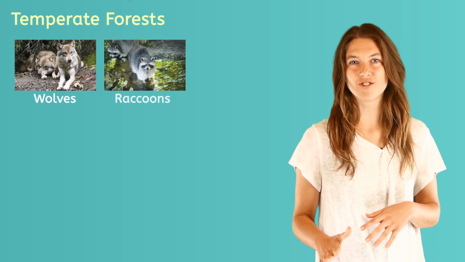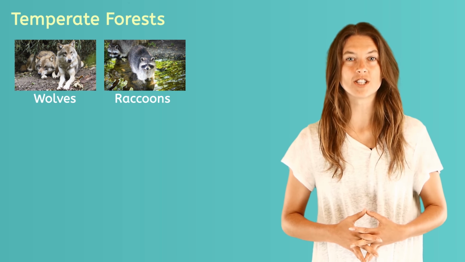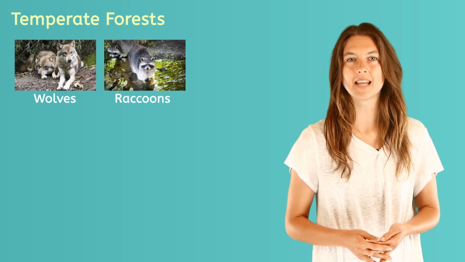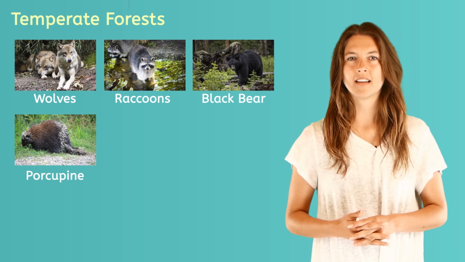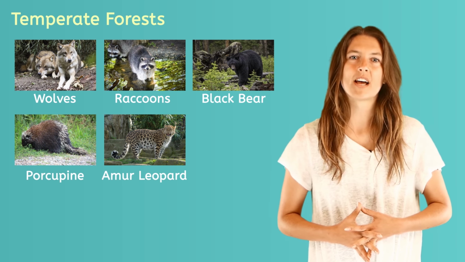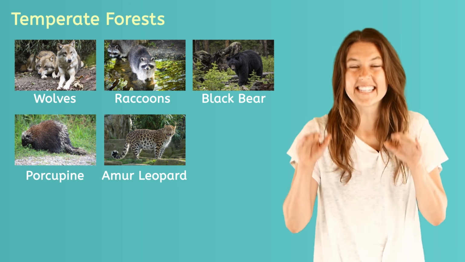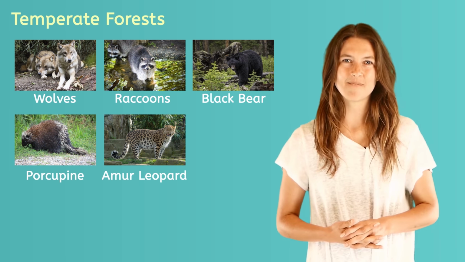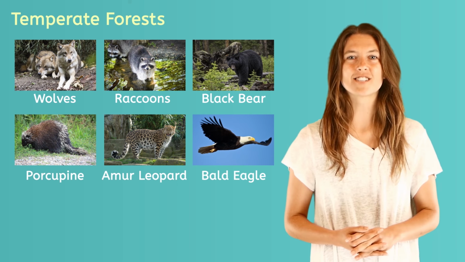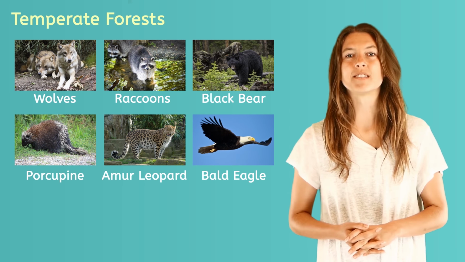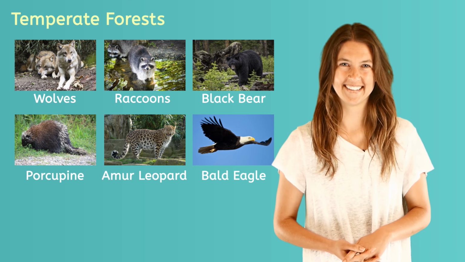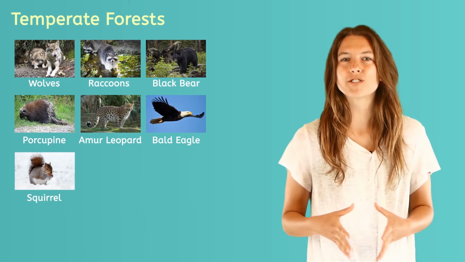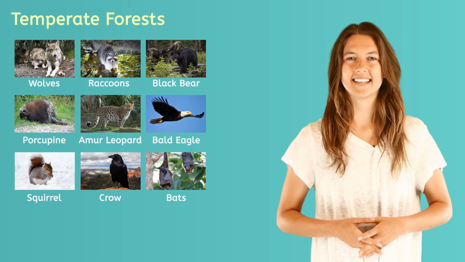In temperate forests, you can find wolves, raccoons, which are considered to be foragers because they search for food in many places in the wild, black bears, porcupines, Amur leopards, which have been reported to leap more than 19 feet horizontally, and bald eagles, which are unique to North America and can fly as fast as 100 miles an hour. Whoa! You can also find squirrels, crows, and bats.